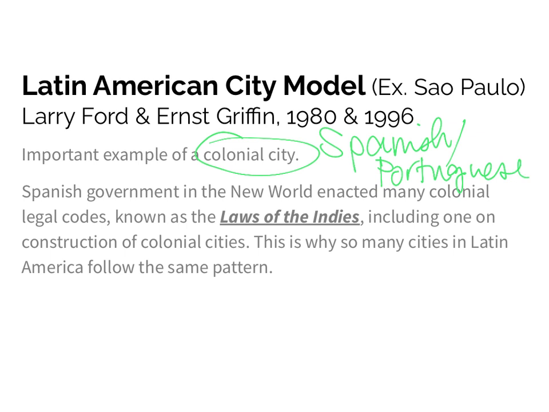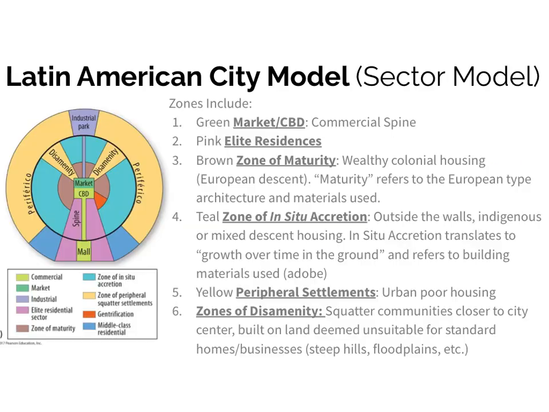The Spanish government in the New World, meaning what we call Latin America today, enacted many colonial legal codes known as the Laws of the Indies. That's a term you're going to need to know, including one that talked about the construction of colonial cities, basically laying out planning and zoning for how cities should be constructed. This is why so many Latin American cities follow the same patterns, because the Laws of the Indies required it.